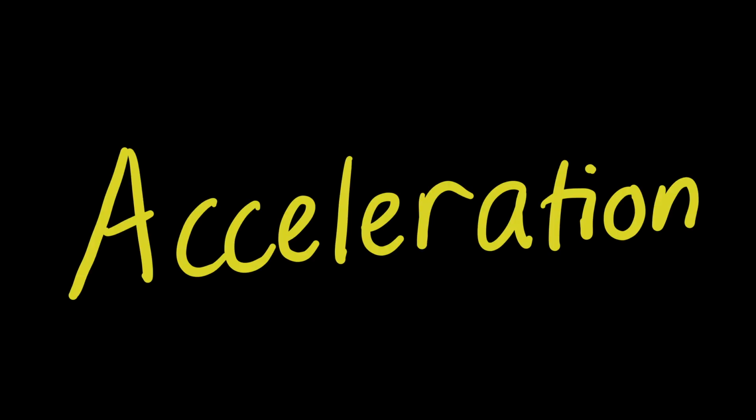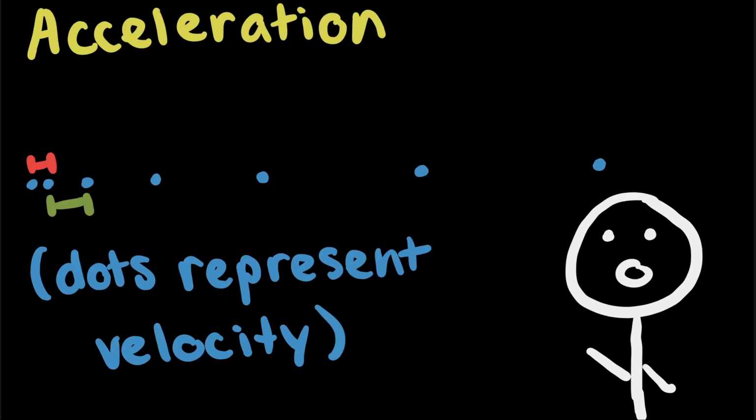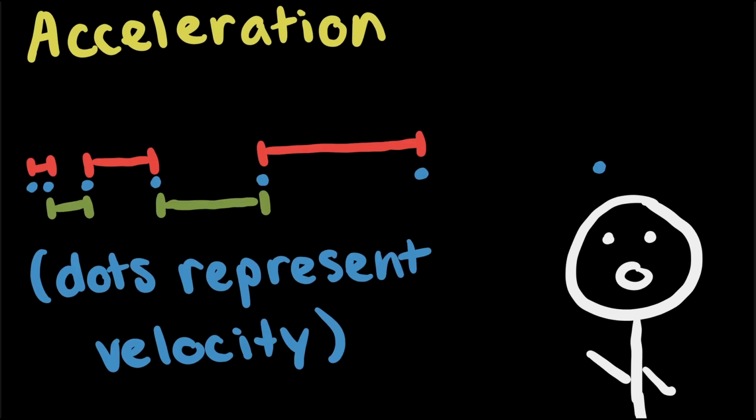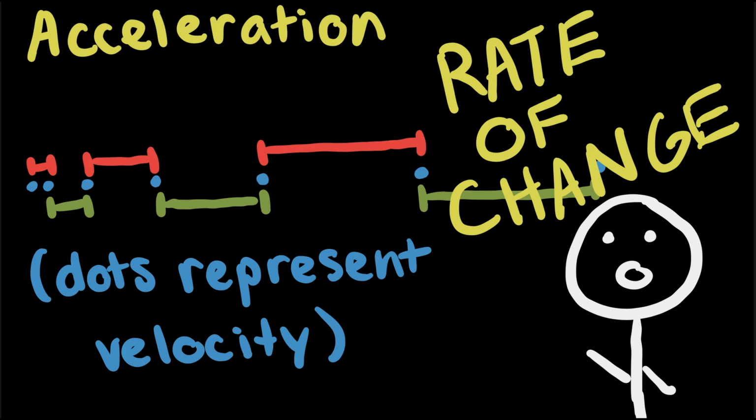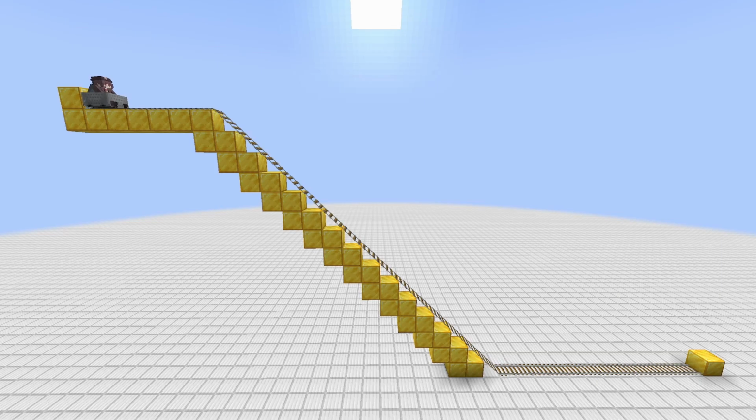Acceleration. Acceleration is a vector quantity. It refers to the rate of change in an object's velocity in a certain direction. We know this as speeding up or slowing down. In Minecraft, we can see this minecart accelerate down the ramp. As we go further and further, the minecart picks up speed and therefore accelerates.